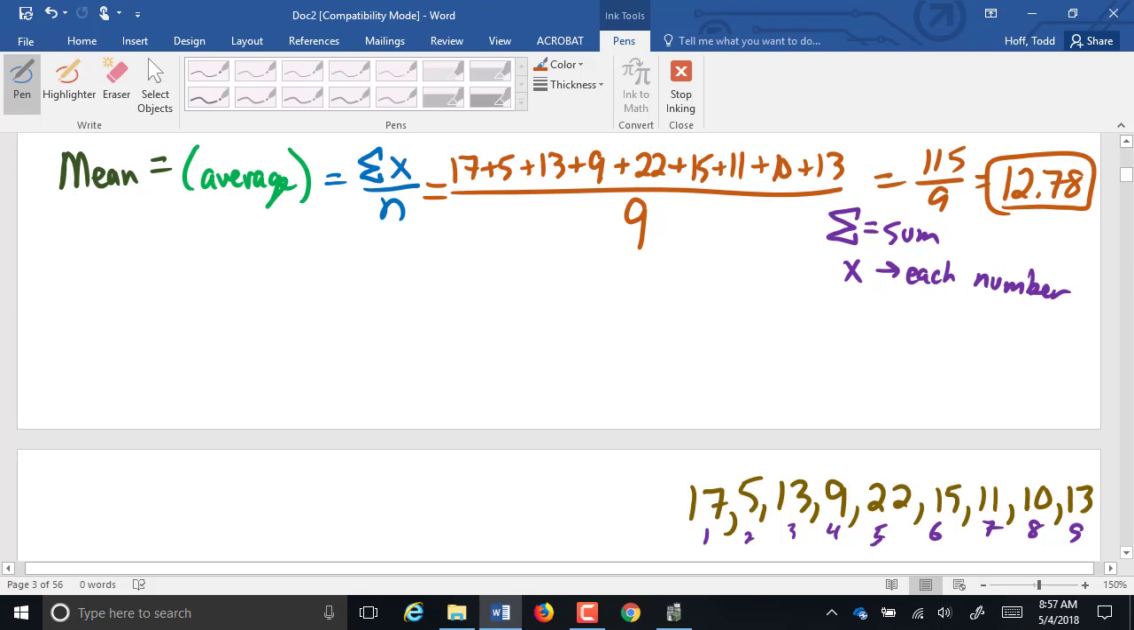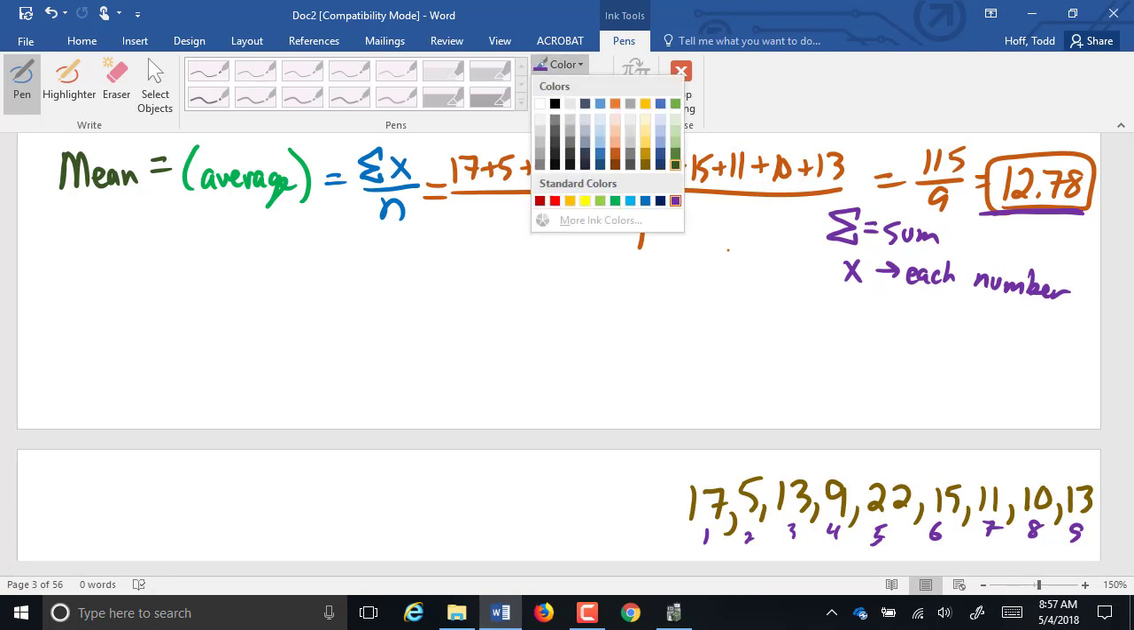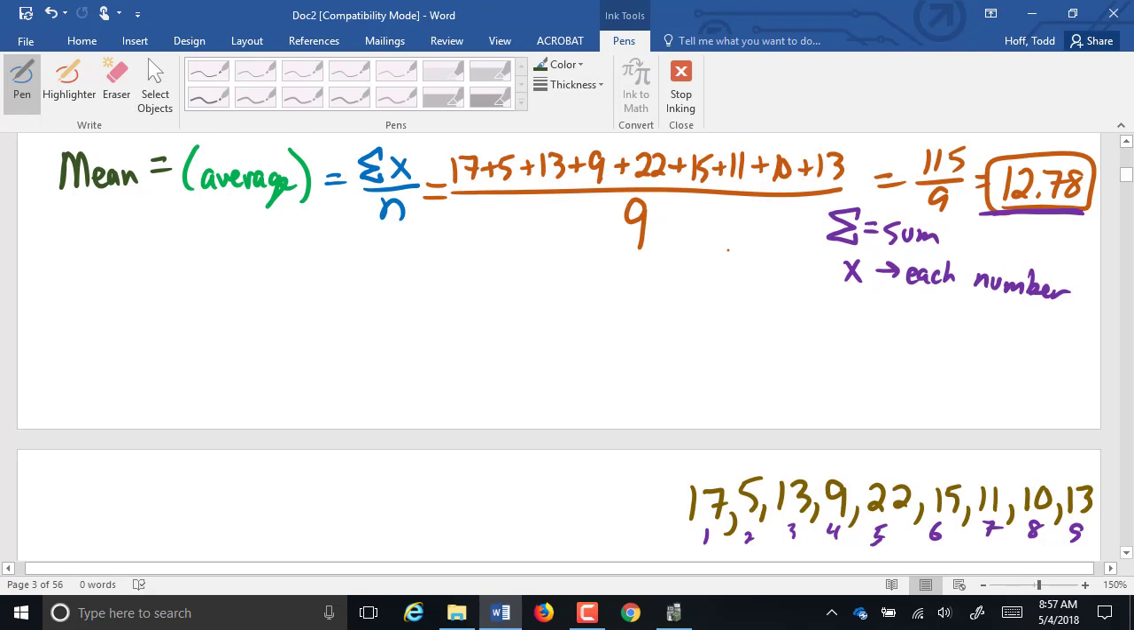We divide that out. Is that right? So 12.8, 12.78. On a test, I would tell you what to round to. In the homework, you have to make sure you see what they tell you to round to as well. So that is the mean. You just add them up and divide. This, like I said, is what we've always discussed as the average.